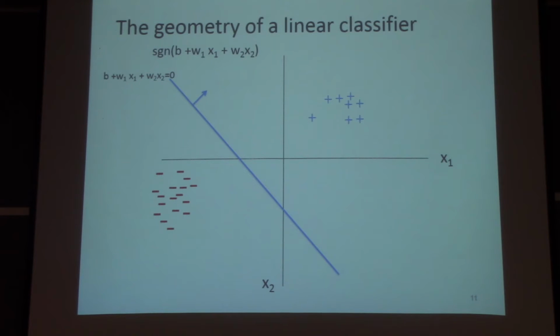You're deciding that one side is positive and the other side is negative, and that gives you your classifier. Notice that every point in the space exists on one side or the other, except points on the line. Questions about the geometry here?